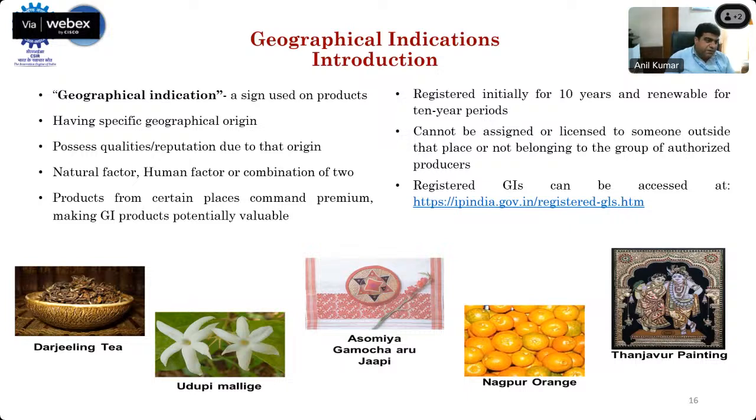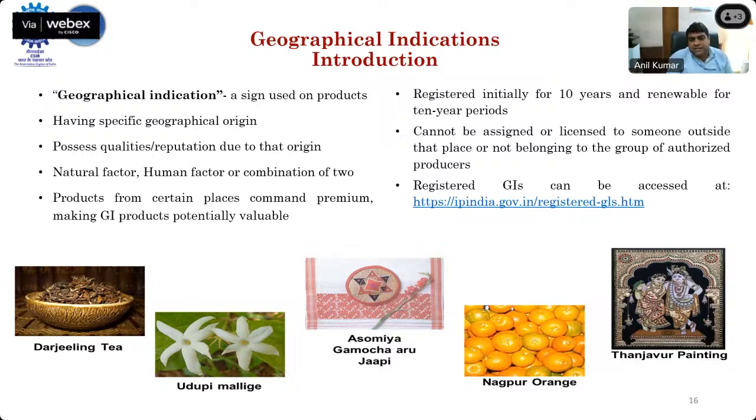So it qualifies to be a GI wherein both natural and human factors are involved in making that product. We all know that Darjeeling tea is a premium product and it commands additional value in terms of money. Therefore, these GI products are potentially valuable, and these marks can be used to identify specific goods. If you talk about the duration, it is initially registered for 10 years, which can be further renewed for 10 years, and you can continue renewing it as long as you intend to use it.